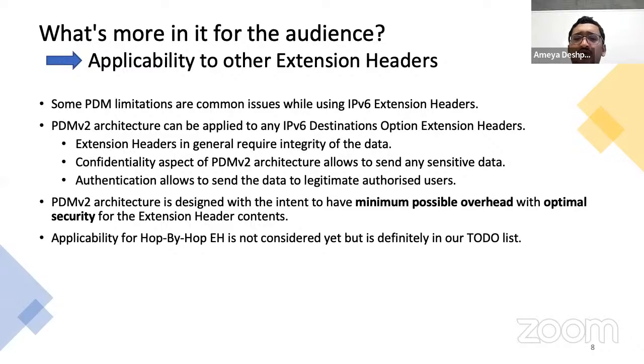As for the applicability for hop by hop, we are still in discussions regarding it. Right now, our architecture is suited for the destination options type, but hop by hop is definitely something we are considering, how we could encrypt hop by hop extension headers, because essentially we are trying to solve a security limitation in extension headers itself.